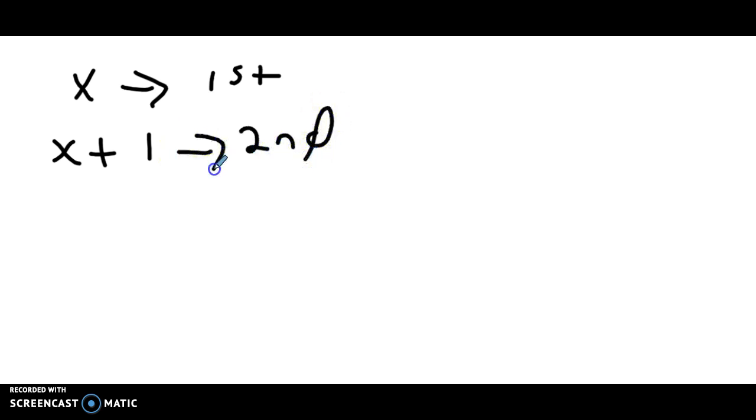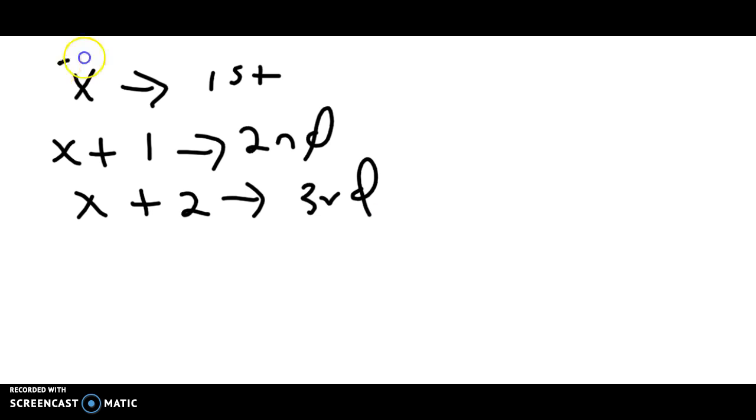So let's do our let statements first. So x is my first, which is my smallest number. x plus 1 is my second number. And then x plus 2 is my third number, and it's also my largest one. So let's go back and see what it says. 3 consecutive integers such that the sum of the largest and 5 times the smallest.